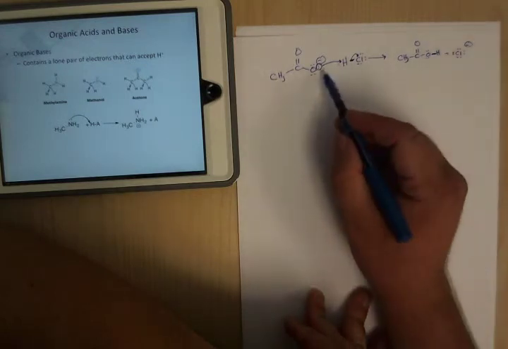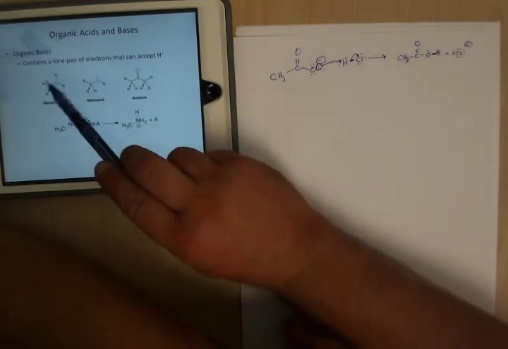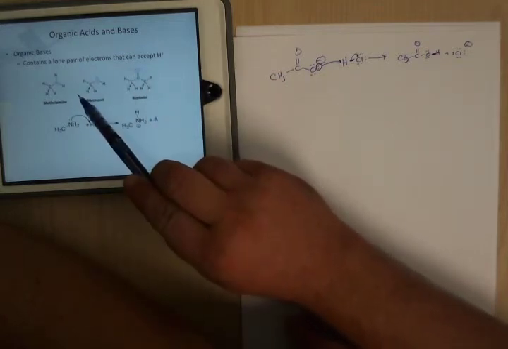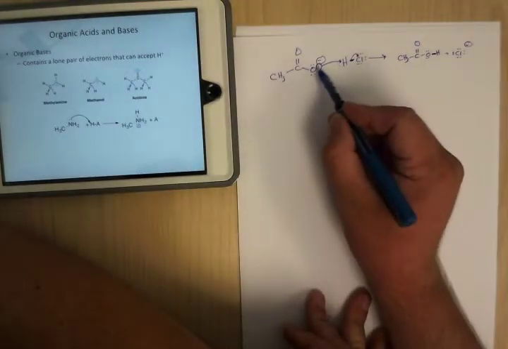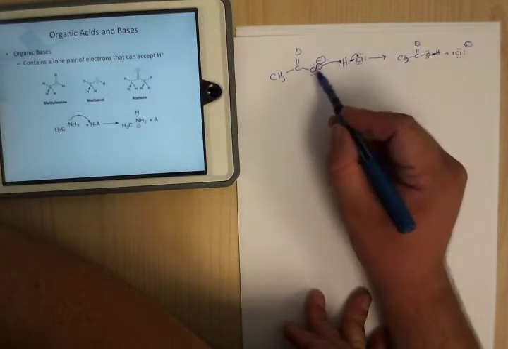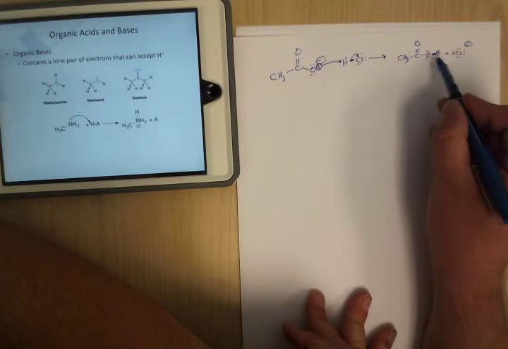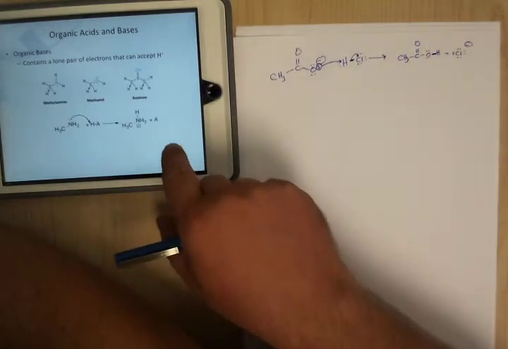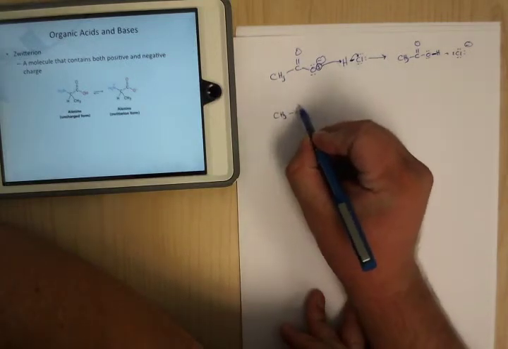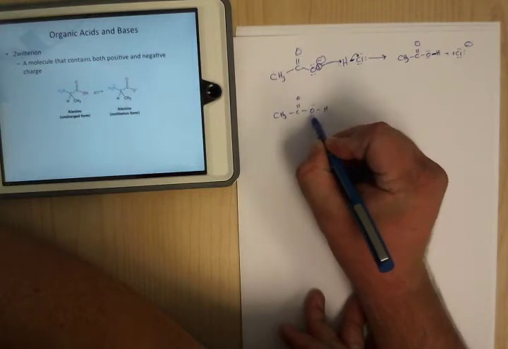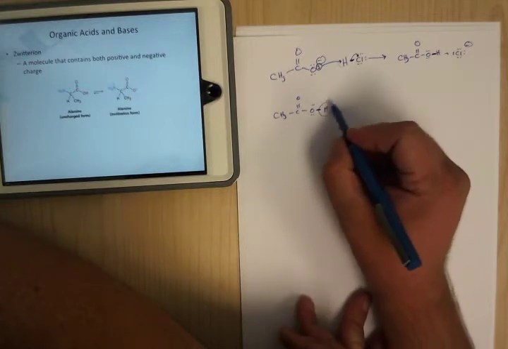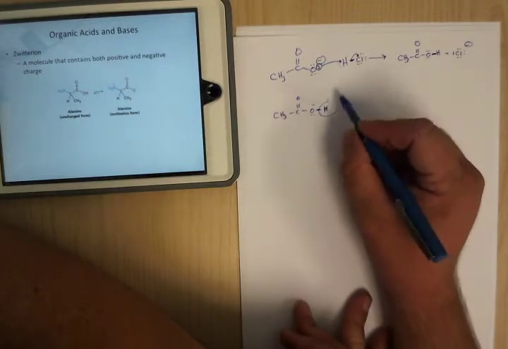Okay, so organic bases are going to have a lone pair, and they can sometimes have a negative charge, but they're definitely going to need a lone pair, because they need that lone pair to make the new bond with H plus, or with the hydrogen. They're going to use this lone pair to make this new bond there. Typically they have a negative charge. Acids, on the other hand, are going to have a readily available hydrogen with a low pKa.